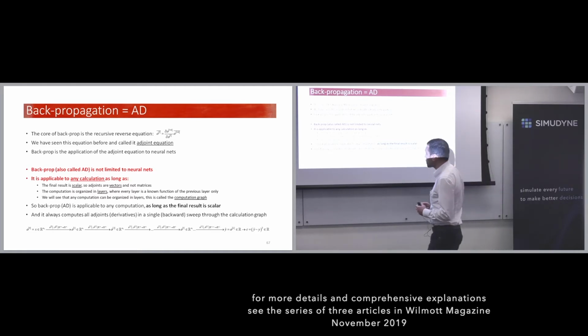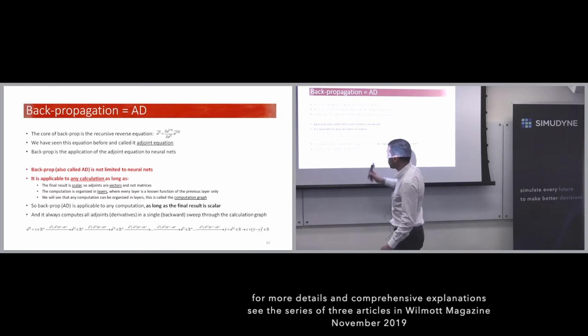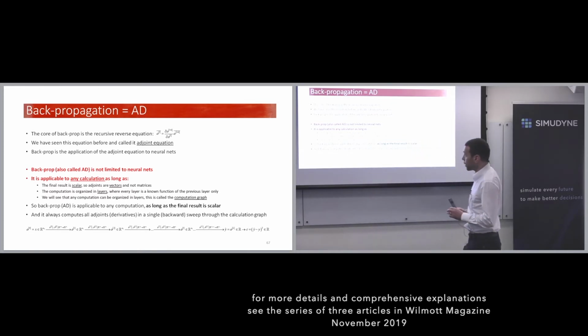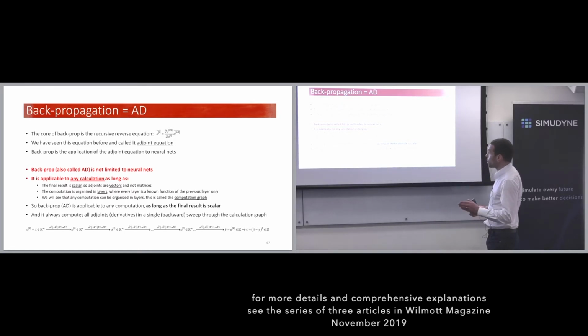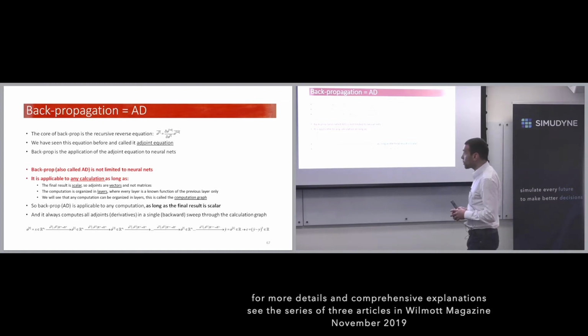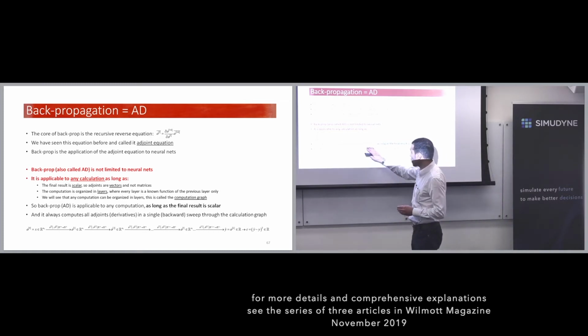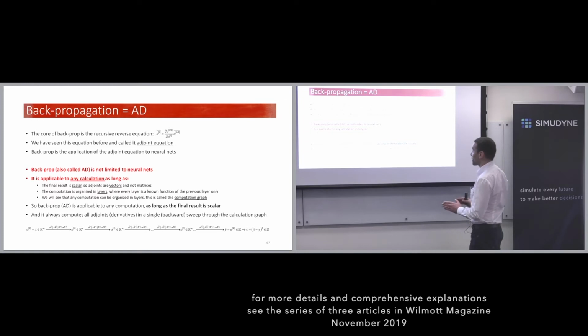That's what I say here. It is applicable to any calculation as long as the final result is scalar, because then adjoints are vectors, otherwise they would be matrices. And the computation is organized in layers where every layer is a function of a previous layer only. I will show you very easily in a few minutes that any computation can be organized in layers. And this is what defines the so-called computation graph. So backprop is actually applicable to any computation as long as the final result is a scalar.